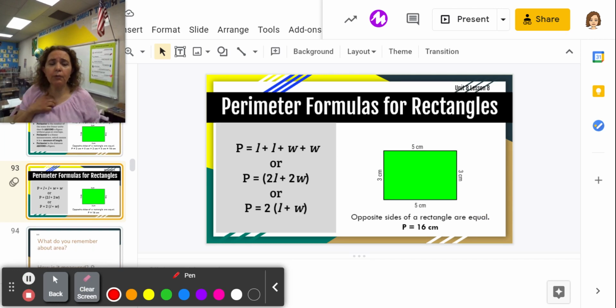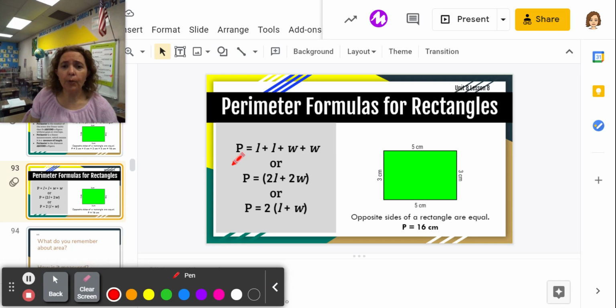Okay, so there are some different formulas for rectangles to find the perimeter. Perimeter can be found just by, like we just did, adding the length plus the width and the width. Or you can multiply the two lengths together. So 5 and 5, two of those. 2 times 5 is 10. And then two widths, a 3 and a 3. 2 times 3 is 6, which is 10 plus 6 is 16.